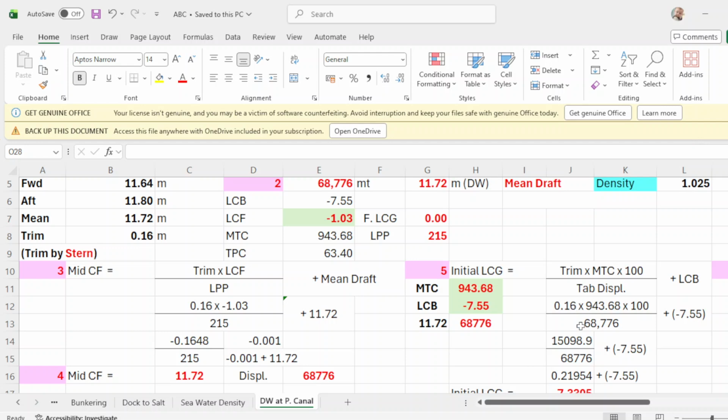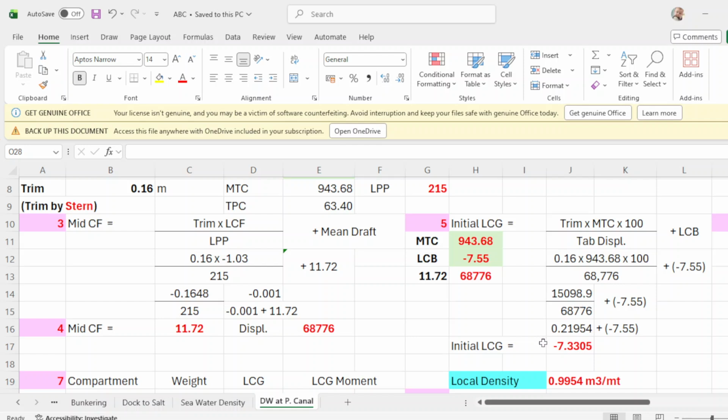So now, you transpose the formula, your trim is 0.16 times MTC, which is 943.68 times 100 over your displacement of 68776 plus your LCB of negative 7.55. Okay? So multiply this all together and the value would be 15098.9 over your displacement plus your LCB of negative 755. Okay?